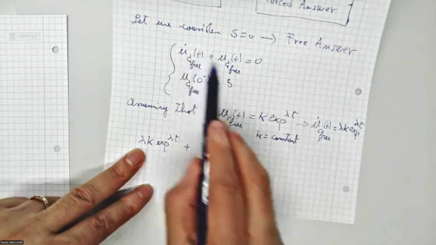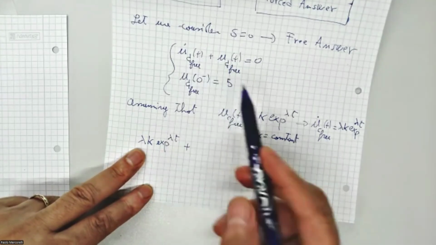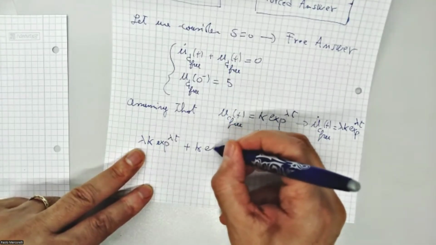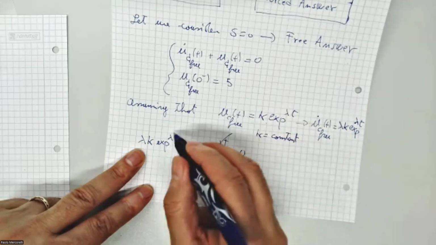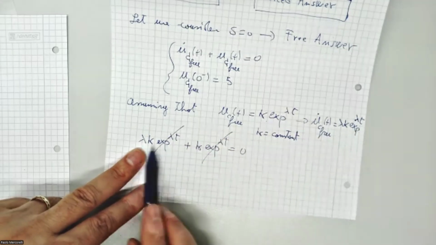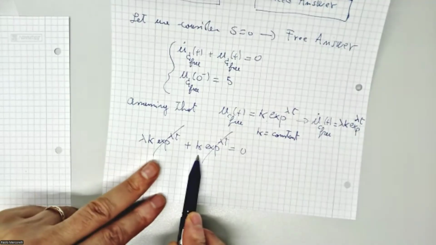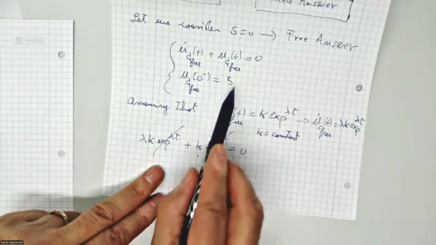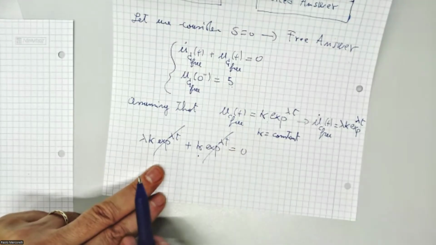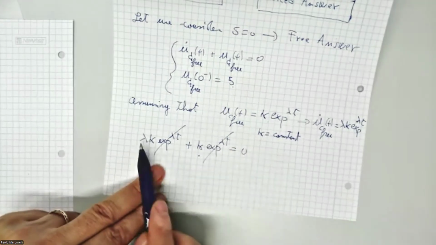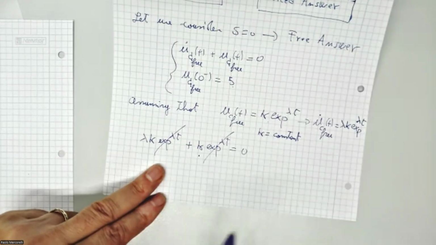I plug it in here. I plug in this here. You remember, the exponent is never 0, so I can cancel. K also cannot be 0 because of the presence of this value here. And then if I put it equal to 0, okay.